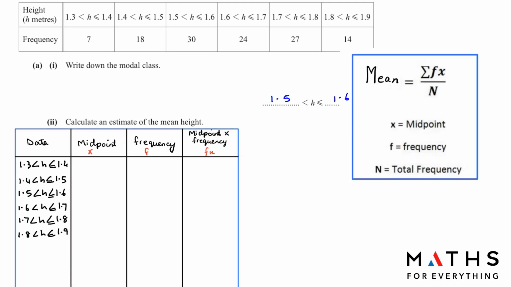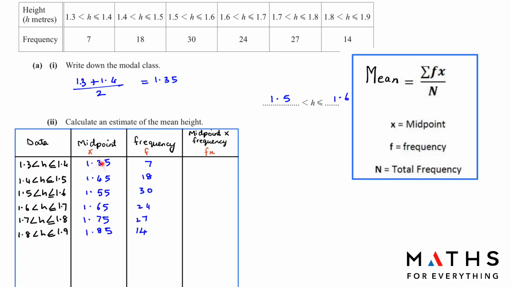Make a table like that, write down the data which is given to us, the height, and find the midpoint. How do we find the midpoint? You add these two numbers and divide by 2. So let me show you the first one. 1.3 plus 1.4 divided by 2 will give us 1.35. So that is your x, the midpoint. I found the midpoint here and wrote down for all the classes that we have and the corresponding frequency. So the midpoint of 1.3 and 1.4 is 1.35 and the frequency is 7. That's what we have written down here.